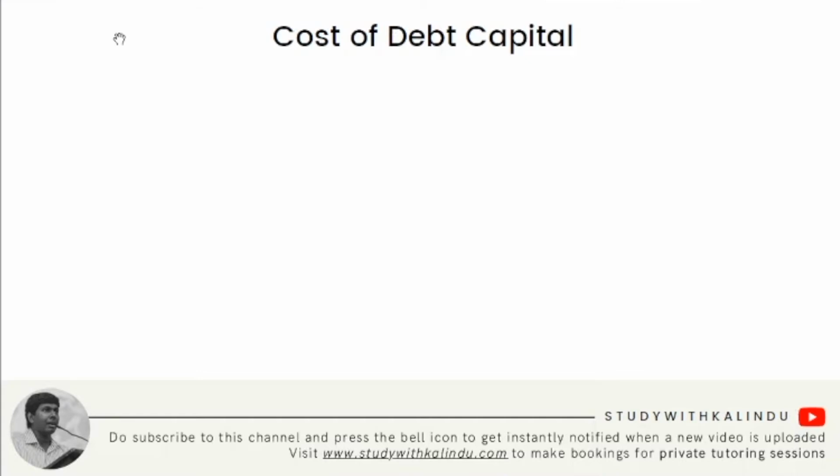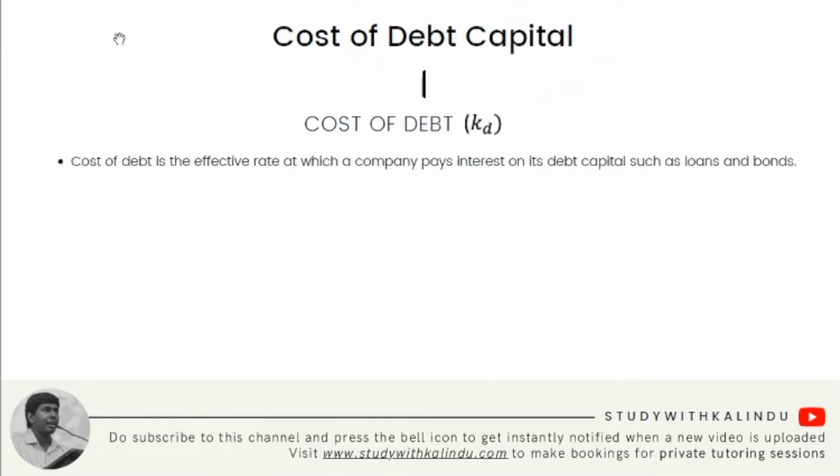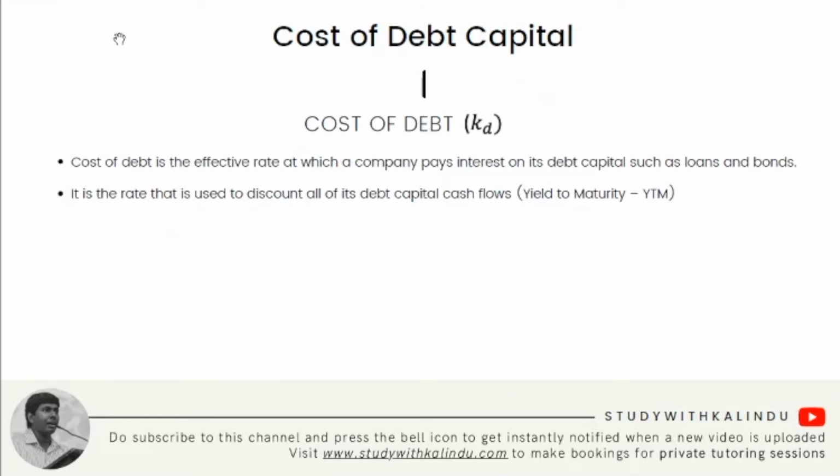Now let's look at the cost of debt capital. Cost of debt is denoted by KD. Cost of debt is the effective rate at which the company pays interest on its capital, such as its debt capital, such as loans and bonds. So, what do you know? It's the effective rate at which the company pays interest on its debt capital. It is the rate that is used to discount all of its debt capital cash flows. This rate is given a special name called yield to maturity.